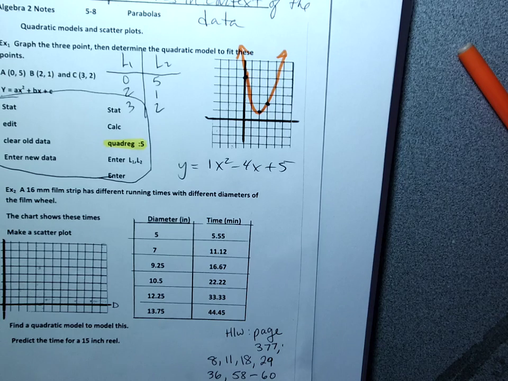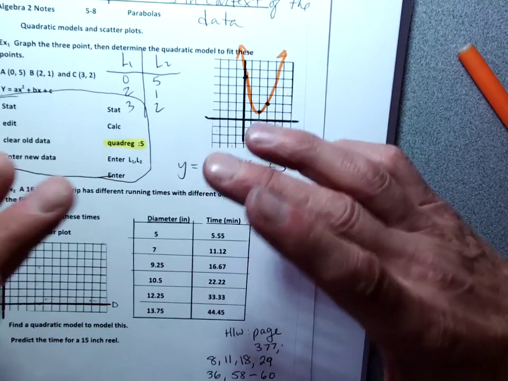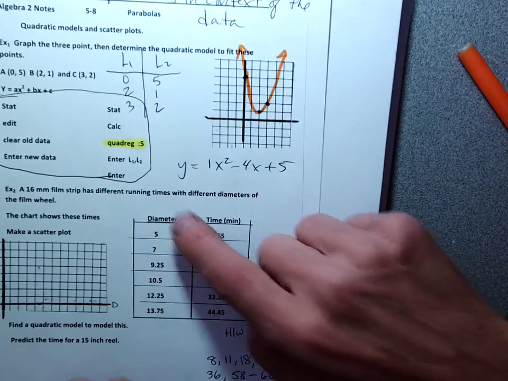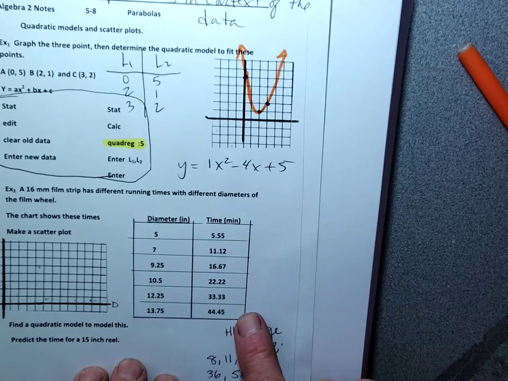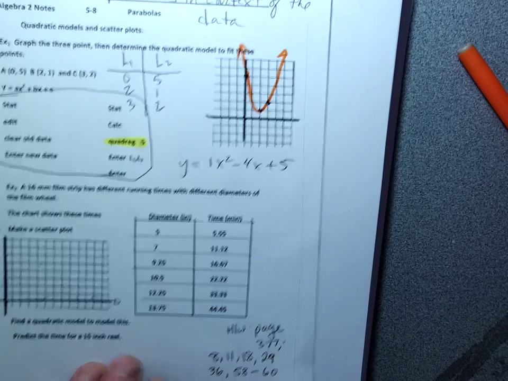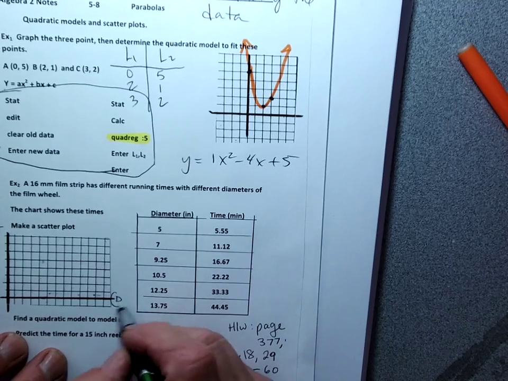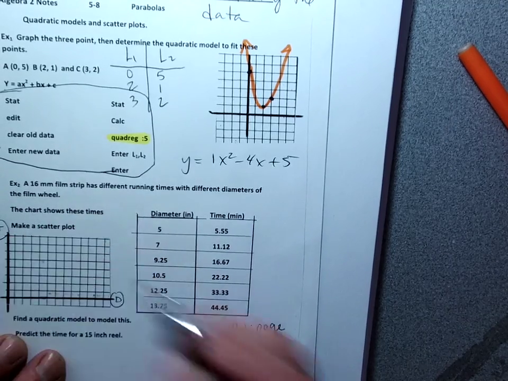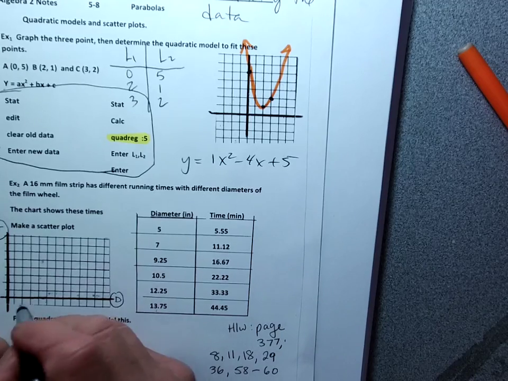If it's super small, what's going to happen? Pulled at the same rate, it's going to spin pretty quickly, okay? So what we have is the diameter of these film wheels. So, you know, with 5 inches, 7 inches, 9.2 inches. So as the reel gets bigger, the time to unload it gets larger. That makes sense. So first of all, let's make a scatter plot. So here's my diameter. Here's my time in terms of minutes. I go by ones on this one.